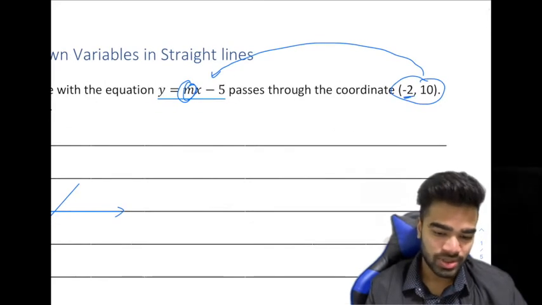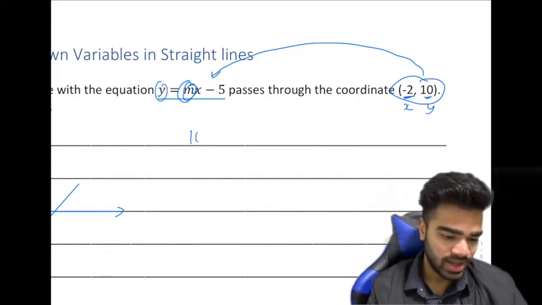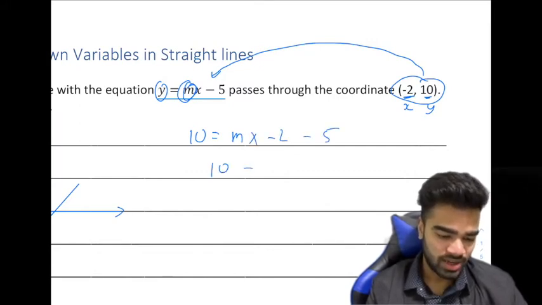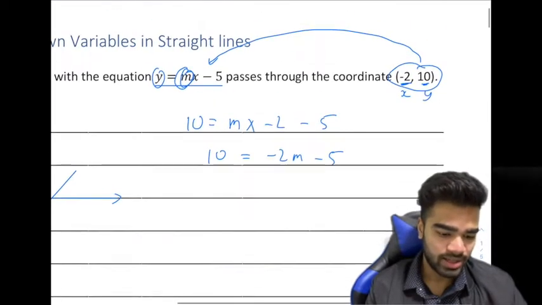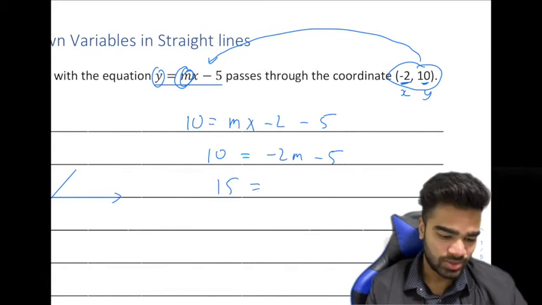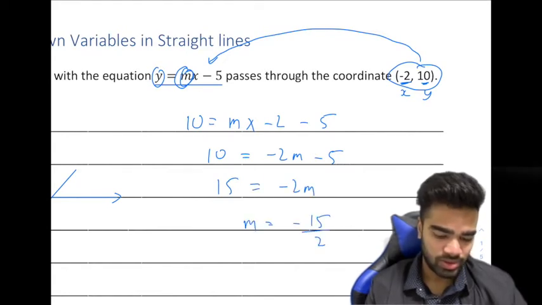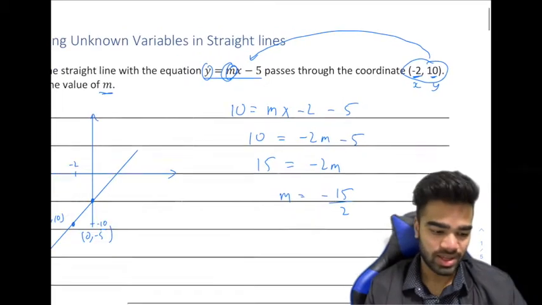So negative 2 is an x value and 10 is a y value. So replace y with 10, is equal to m multiplied by the x value, negative 2, minus 5. So you have 10 is equal to negative 2m minus 5. Take 5 to the other side by adding. So you get 15 is equal to negative 2m. M is equal to negative 15 over 2 if you divide both sides by negative 2. Okay, that's it. Simple as that.